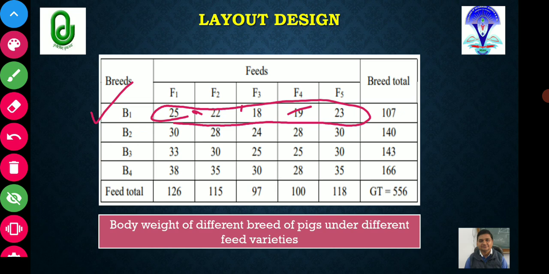Whereas if you want to see the variance between B1 and B2, the difference between B1 and B2, it should be as great as possible. Why? Because we want to know the effect of breeds. So if breed is different, that will be advantageous for our experiment. So this is how we are making the layout of an RBD experiment.